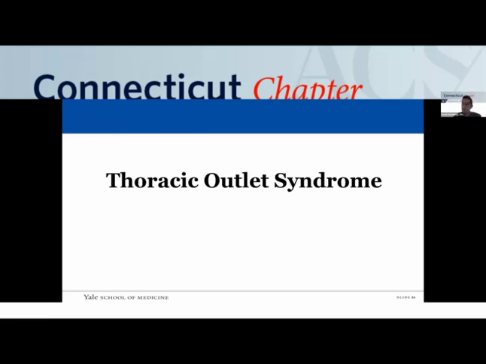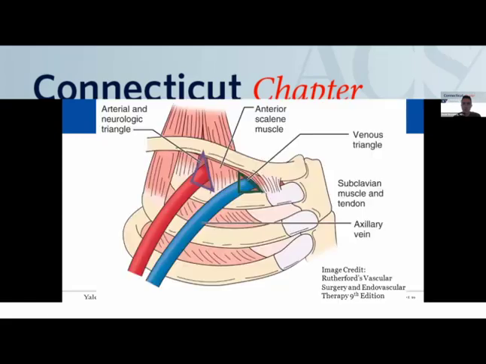And we are almost done. Maybe we are out of time, but thoracic outlet syndrome, just a few things. There's the venous triangle, and then there's the arterial neurogenic triangle. These are separated by the anterior scalene muscle. So the first rib is common to both.